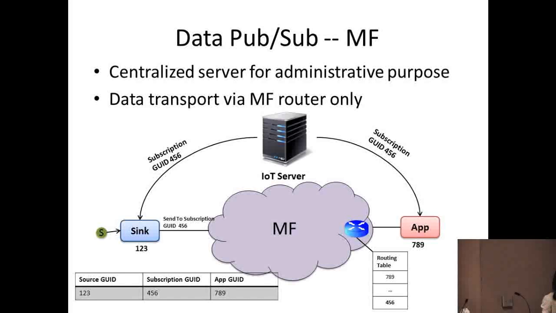And actually, among all the sensors that are attached to me, sensor 789, and among all the applications that are attached to me, application 789 specifically subscribed to this particular subscription. So because of all these mapping tables, the right information will be pushed to the right subscribers. This is how MobilityFirst implements data subscription and publishing.